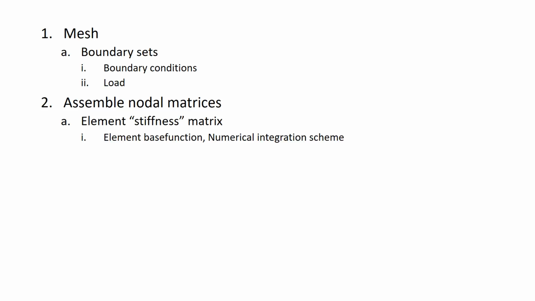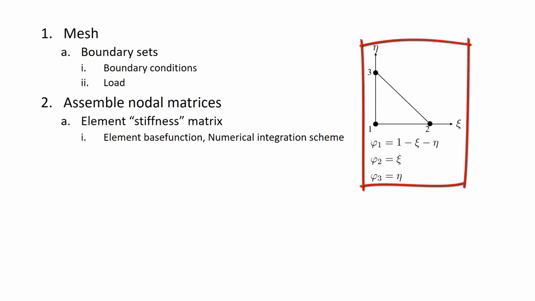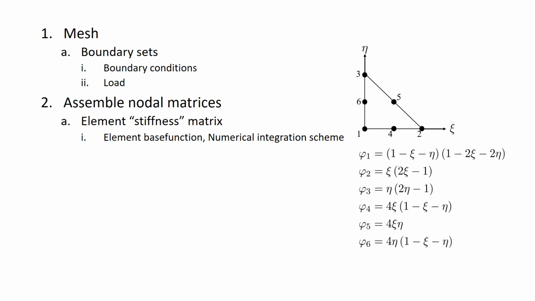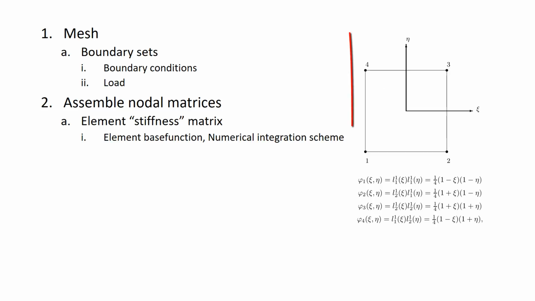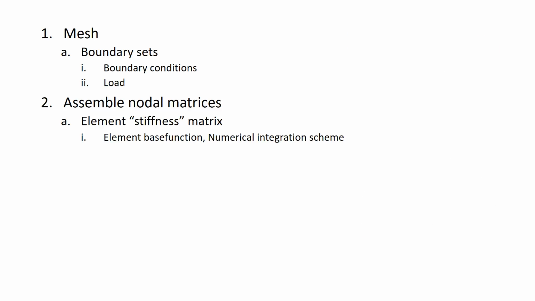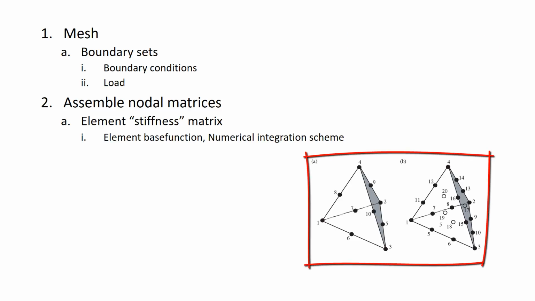Alright, in order to create this element stiffness matrix, we need to define element base functions, and these depend on what kind of mesh we have and what kind of approximation we want to have. For instance, we could have linear triangles, second order triangles, bilinear quadrilaterals, or higher order elements as well.